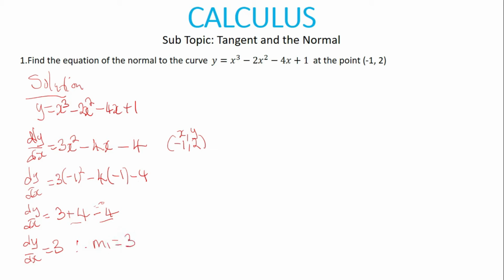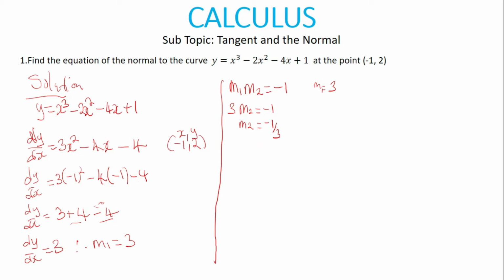Now for you to find the gradient of the normal, you need to use the concept of perpendicular lines. So you say m1 multiplied by m2 is equals to -1. Remember, we have m1 which is equals to 3. Then where there's m1 you put 3 and say m2 is equals to -1, which is your m2 is equals to -1/3.